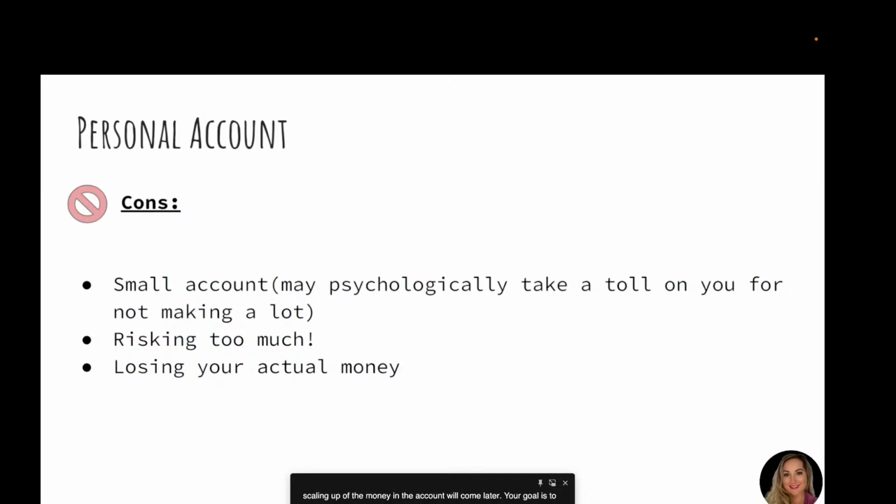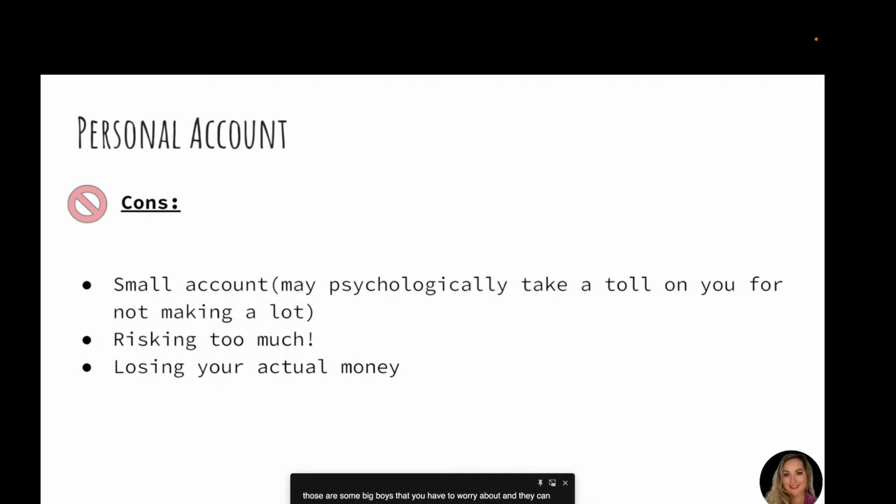That is all you need to be able to move up and scale up. The account size truly doesn't matter once you've mastered that. The account size will come later on, where you can then move up. You can either compound or scale your account. So those are the cons of the personal account. There's not many of them, but those are some big ones that you have to worry about.